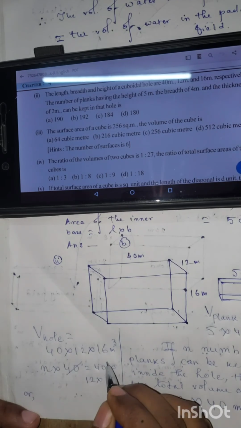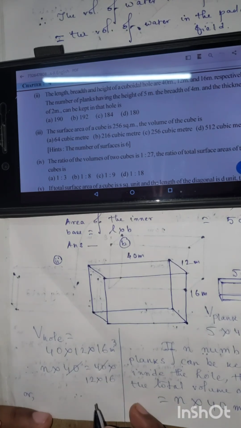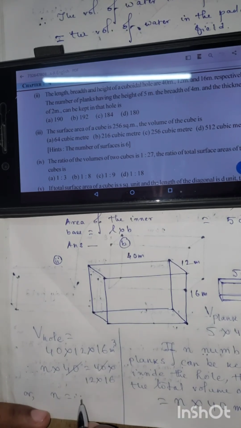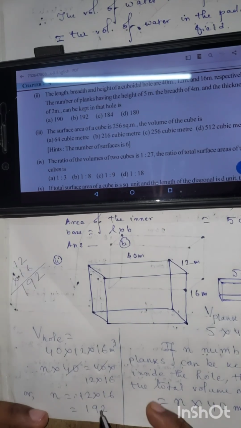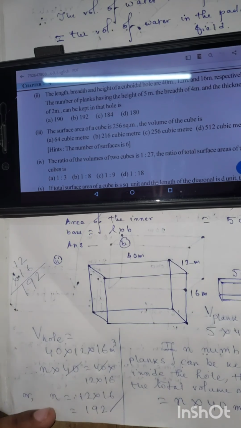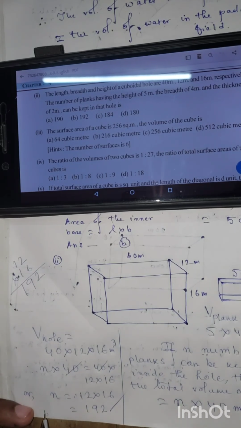So 40 40 cancelled. So 192 planks can be kept. This should be our answer. So option B is the answer. Option B should be the answer.